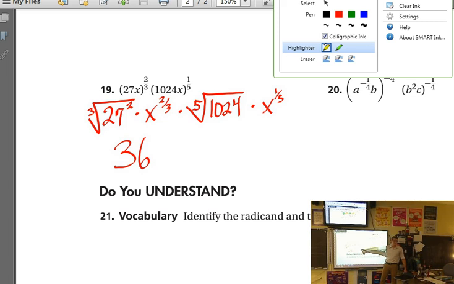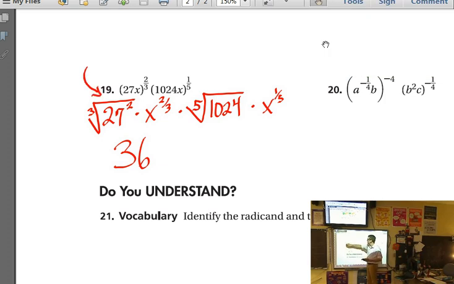Wait, even? Yeah. 27 squared is 729, right? The cube root of that, or I can take it to the power of 1/3 if I want to cube root it a different way, is 9. So this value simplifies to 9x, and this value is 4, because you know it's a power of 2.